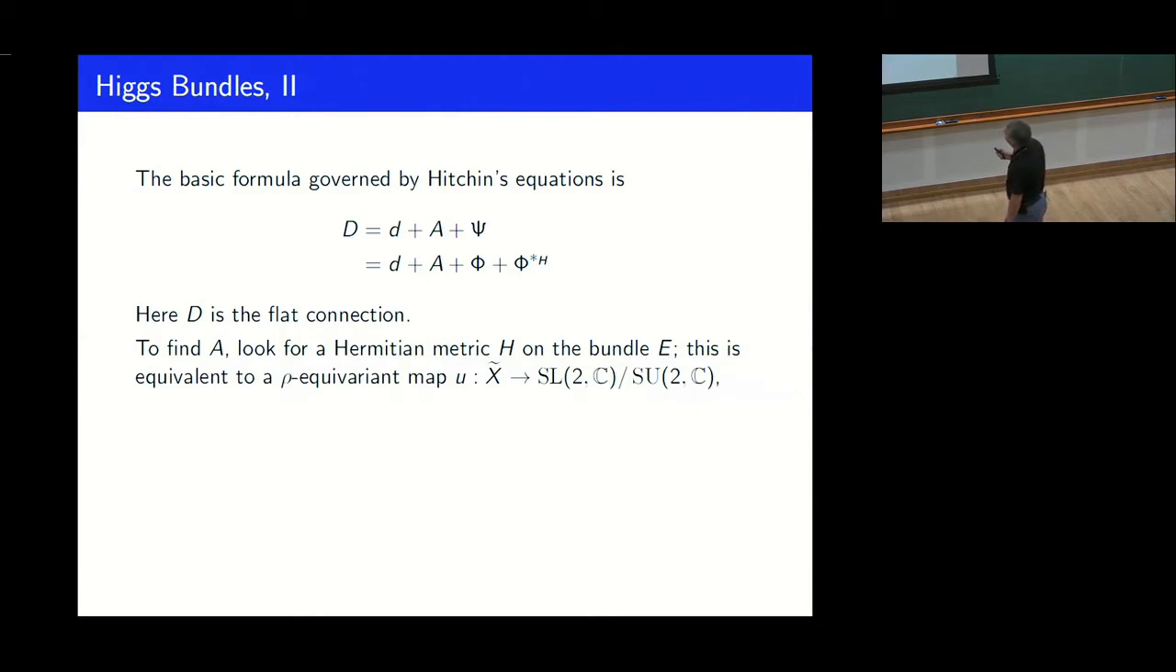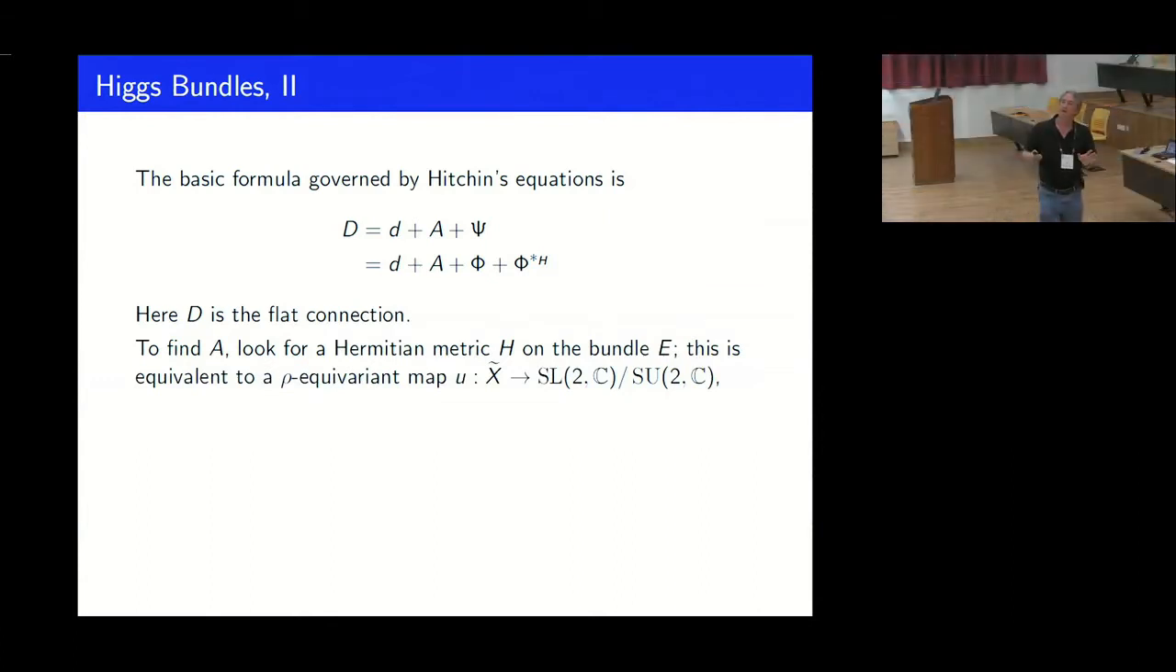We have a Hermitian metric on the bundle. So that means in every fiber, I have a Hermitian matrix, right? Or I have a Hermitian metric. So what is the space of Hermitian metrics on C^2? It is SL2C mod SU2. So it's like frames mod unitary equivalence of frames.